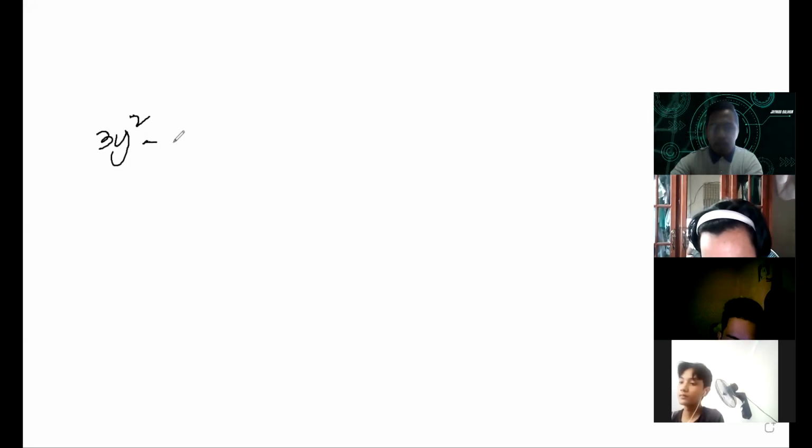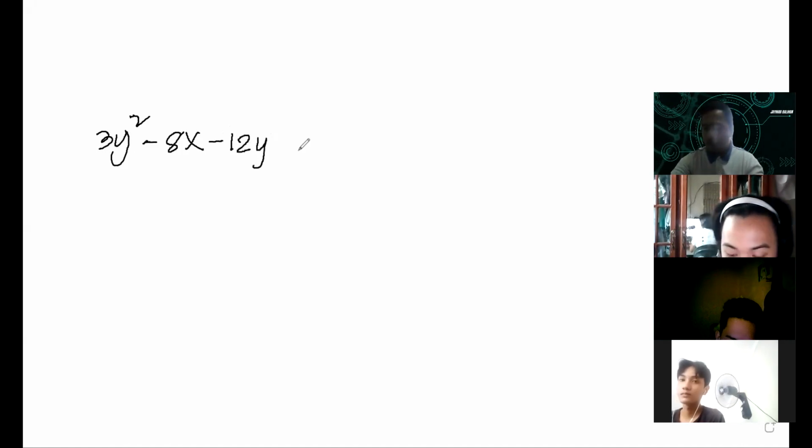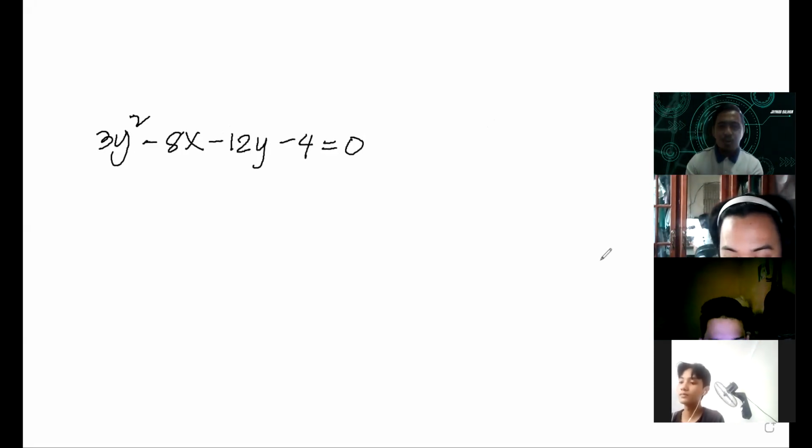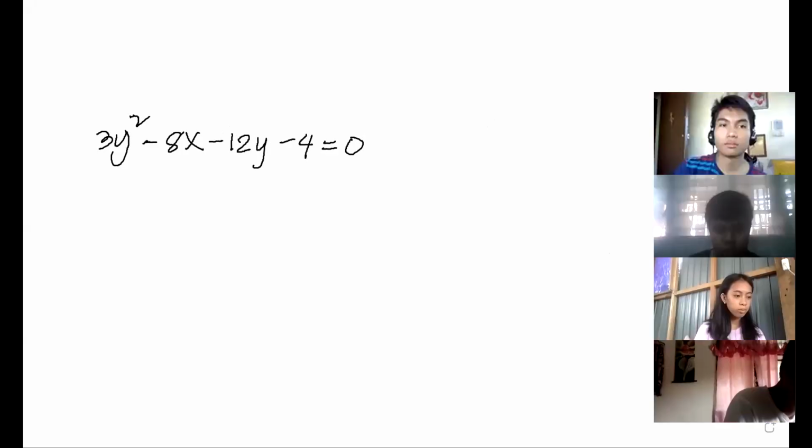Say for example, the given equation is 3y squared minus 8x minus 12y minus 4 equal to 0. This time, I will call a student for each step. Okay? And I think you know how to annotate. Okay. First step, let me ask someone on the far end.